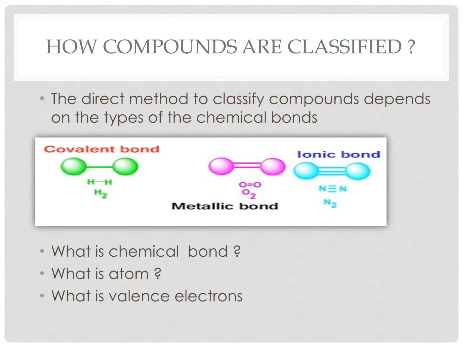So we have two types. The first one is covalent bond. The second one is ionic bond. So one of the questions says, what is a chemical bond? A chemical bond here is a force that bonds two or more atoms to form compounds.